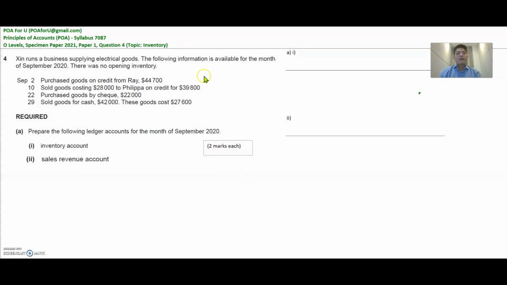Okay, so the first part of the question tells us that Singh, who runs a business, has no opening inventory, and in the month of September did the following things: purchased some stuff, sold some stuff, purchased some stuff, and sold some stuff. The deliverables, 2 marks each, are to prepare the inventory account and the sales revenue account.